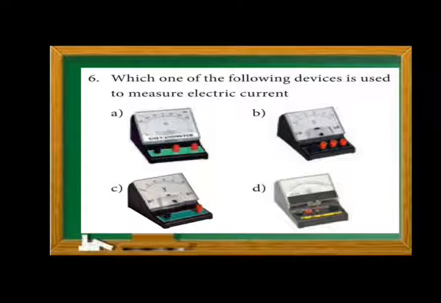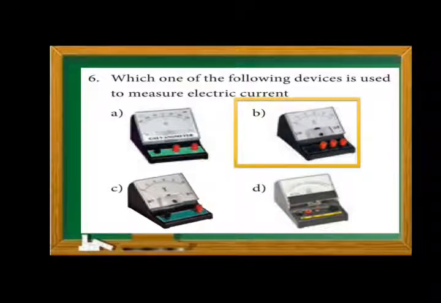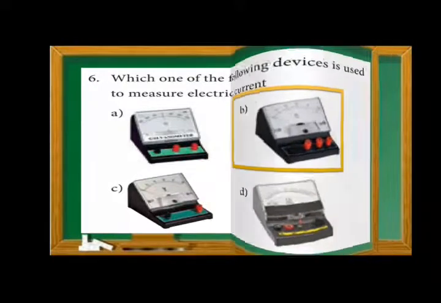Out of this, you have to select which is the device which is used to measure electric current. You all know electric current is measured using ammeter, and the SI unit of electric current is ampere, whose symbol is capital A. So search for capital A in these devices. It is given in the device which is placed near B. So the option B is the correct answer.